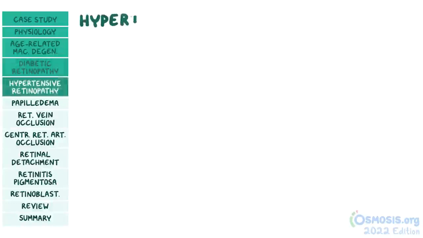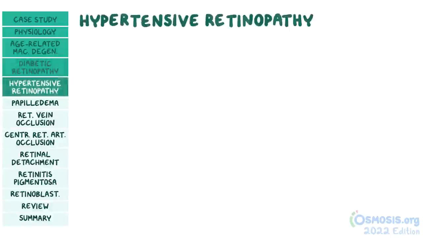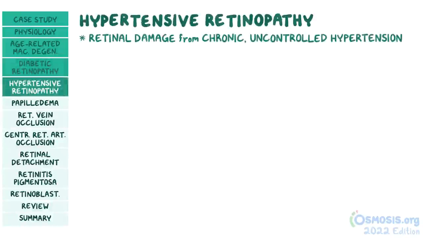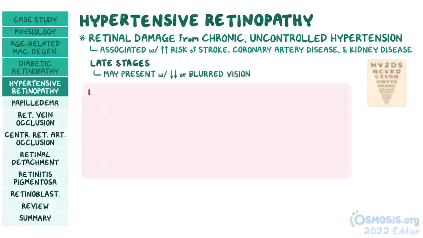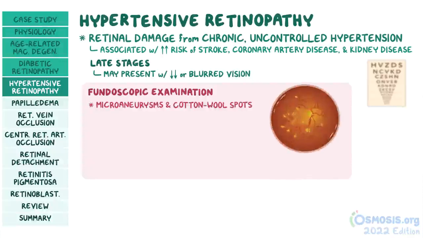Similarly, there is hypertensive retinopathy, which refers to retinal damage from chronic uncontrolled hypertension. For your exams, remember that it is associated with an increased risk of stroke, coronary artery disease, and kidney disease. Now, only in late stages, hypertensive retinopathy may present with decreased or blurred vision. Fundoscopic examination may reveal microaneurysms and cotton wool spots.